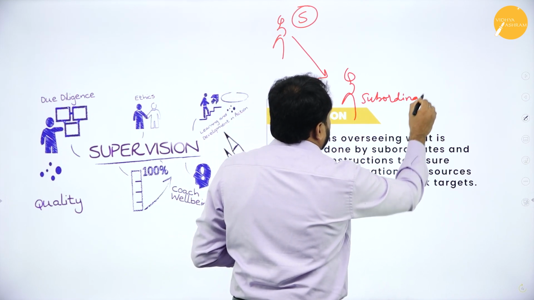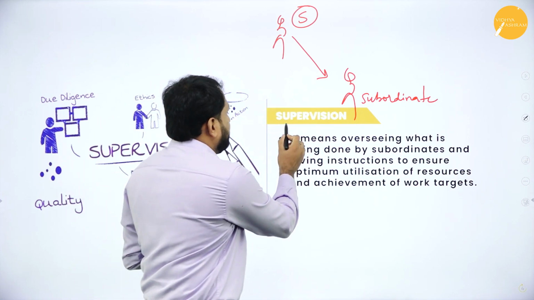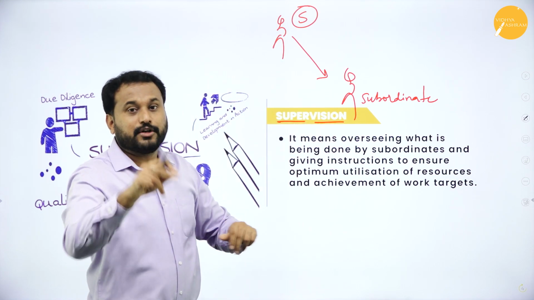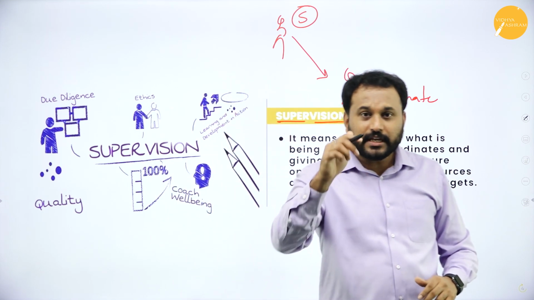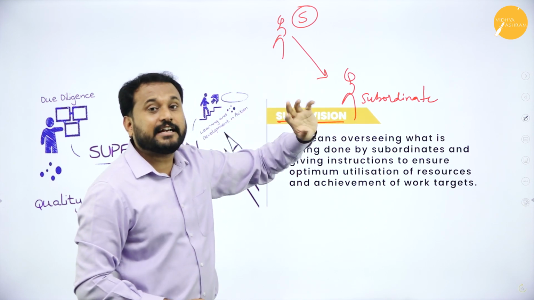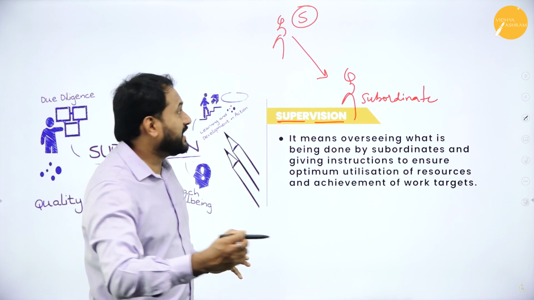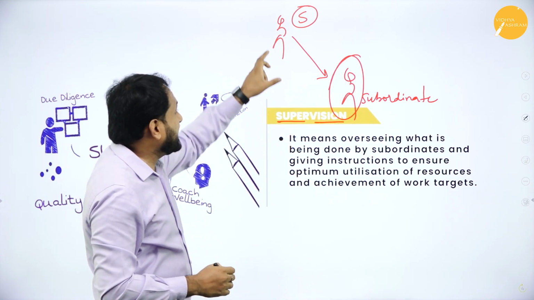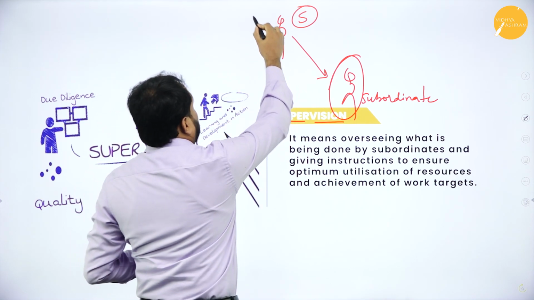Okay, done. Now, what is supervision? The word itself, supervision, means he has an eye for you. That means he is looking at what exactly you are doing. If you are doing something wrong, immediately he'll call you and rectify your things. That is what happens in supervision. Why is that? Whatever you people are doing, he is looking because he is assigned a duty by his boss.